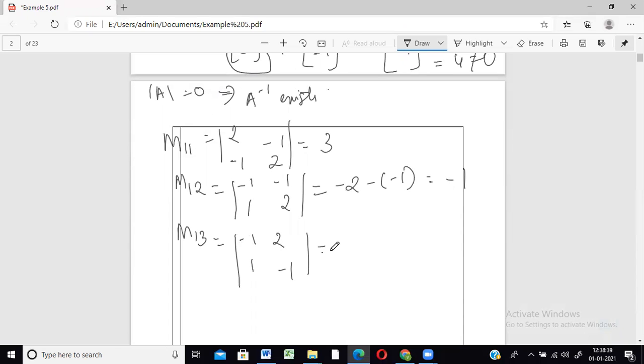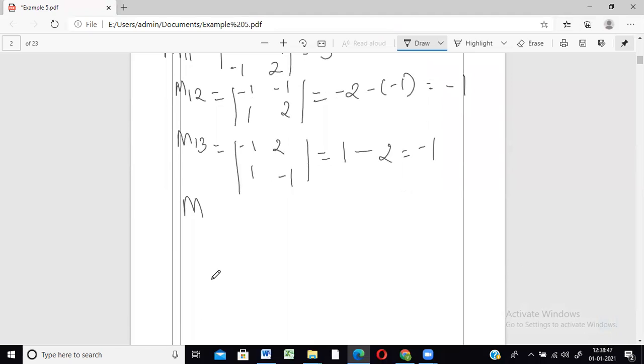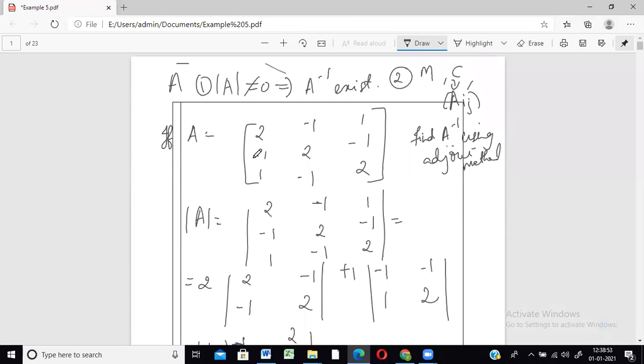Alright. Now what is the value? This is 1 minus 2, which is equal to minus 1. Now M12 and M13 are done. Next is M21. M21 is the element in the second row and first column.